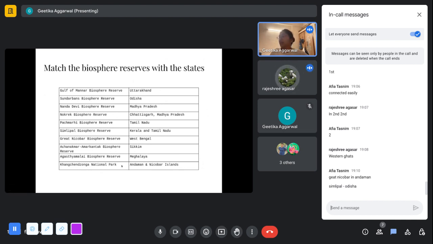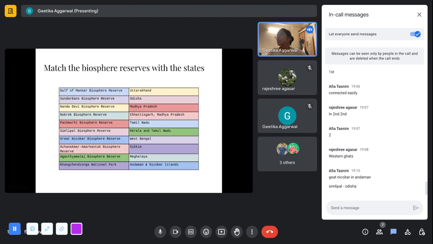The Kanchenjunga is found in Sikkim. Moving on, the Panchmarhi Biosphere Reserve is found in, any guesses? Madhya Pradesh. Yes. So we have connected most of these dots.